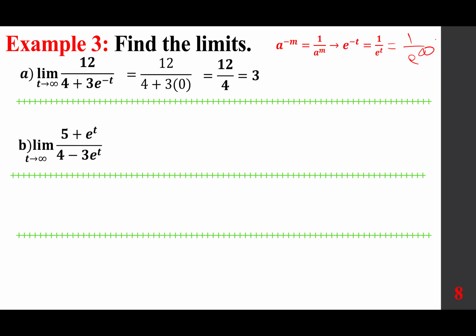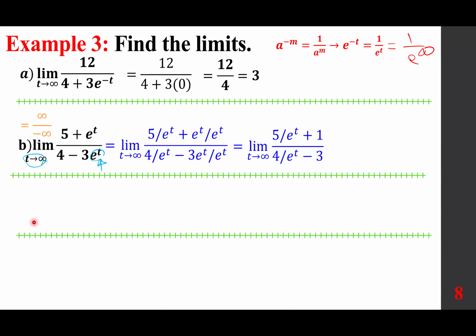This expression, if you plug in, the numerator is infinity, the denominator is negative infinity. And although it's not a rational expression, a fractional format, we follow the same as a rational expression. Because t is approaching infinity, we divide by the highest value in the denominator, which is e to the power of t. We divide everything by e to the power of t and simplify. As t approaches infinity, this goes to 0, this goes to 0, we get positive 1 over negative 3, which is negative 1/3.